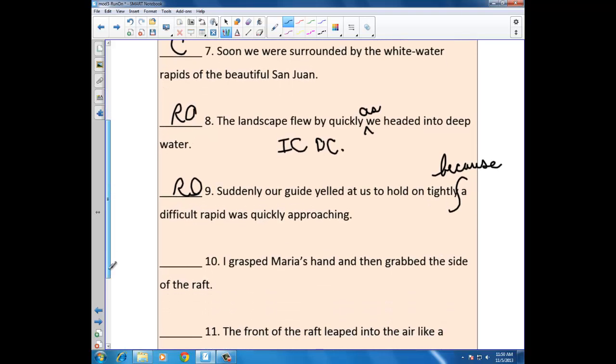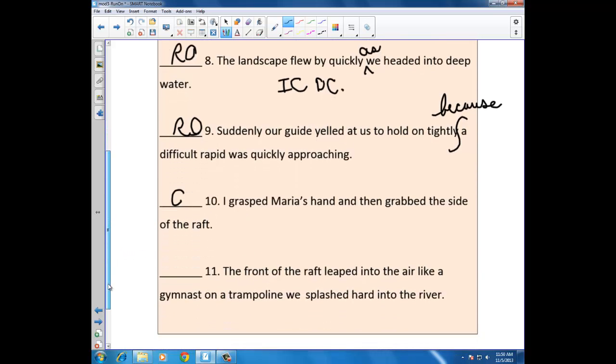I grasped Maria's hand and then grabbed the side of the raft. Now, this doesn't say and then I grabbed the side of the raft. It's I grasped Maria's hand and then grabbed the side of the raft. Either way, it's correct.